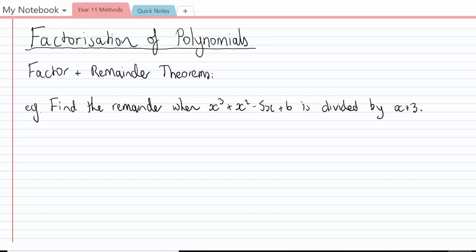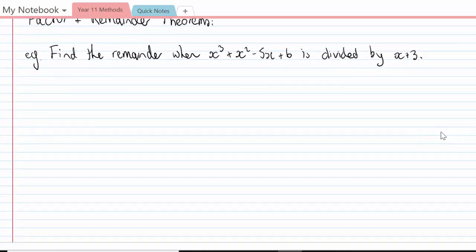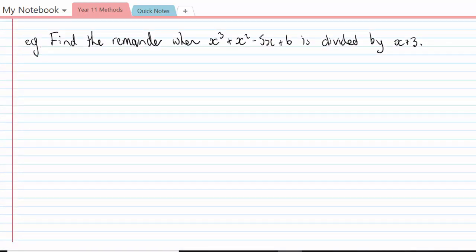So to begin with, we have this problem. Find the remainder when x cubed plus x squared minus 5x plus 6 is divided by x plus 3. Now the way that we would do this problem is we would put the x plus 3 here. And basically we would run through our long division process. So I'm going to do that just really quickly.